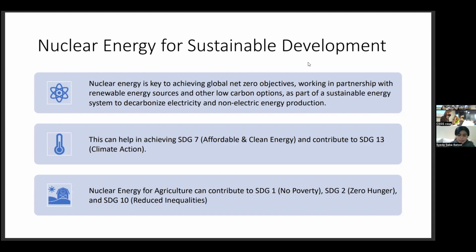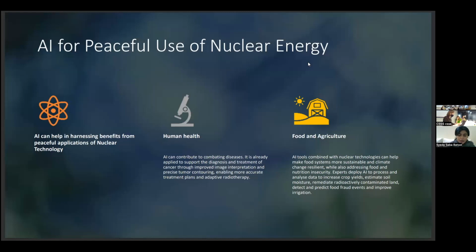2050. Now, AI technologies definitely assist peaceful nuclear applications in human health, agriculture, and environmental management. It aids disease diagnosis and treatments, enhances food systems sustainability, and supports water and environmental studies. AI accelerates fundamental research in nuclear science and plays a vital role in fusion research.